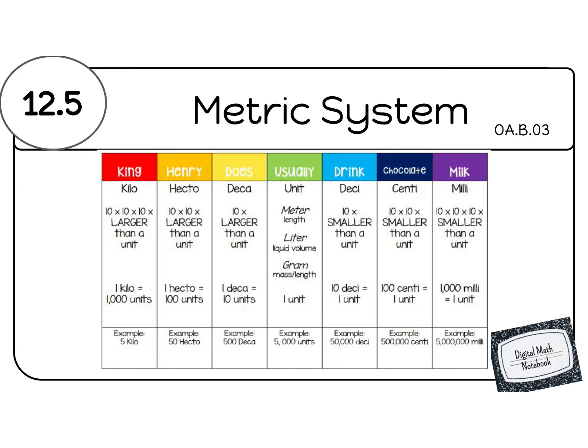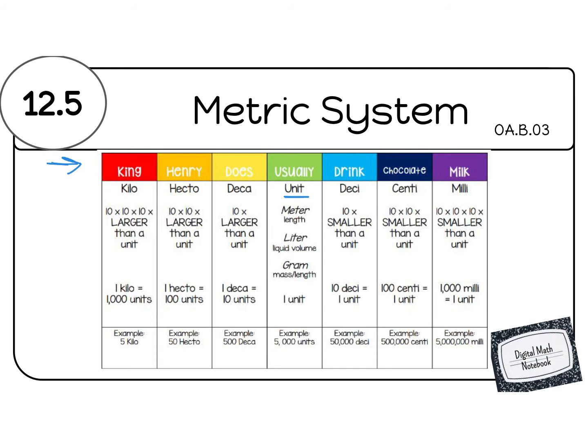The nice thing about the metric system is that instead of multiplying by 16 or 2,000 or 32, we're multiplying by 10 or 100 or 1,000, which means we're multiplying by zeros and powers of 10, which is easy. So there's a nice little pattern to remember how we do this, and that pattern is right here. We start with King Henry does usually drink chocolate milk. Usually is our unit. That's our middle ground.